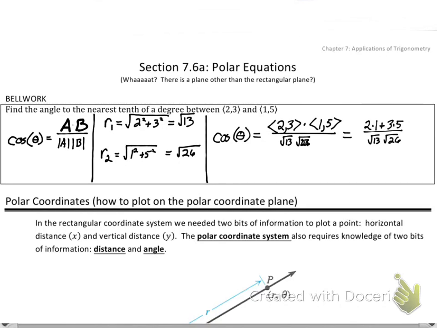I need to take the cosine inverse to get theta by itself. So it's going to be theta equals cosine inverse of, like I said, on top we're going to have 17, over the square root of 13 times the square root of 26. Well, that's just going to equal about 22.4 degrees.